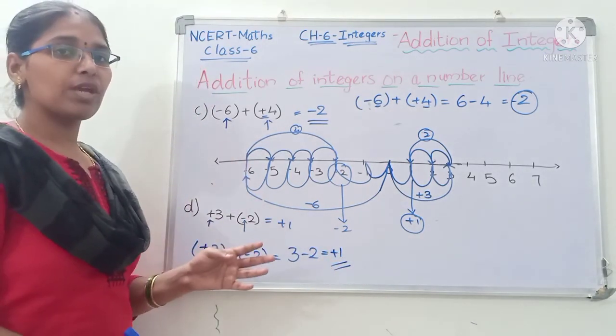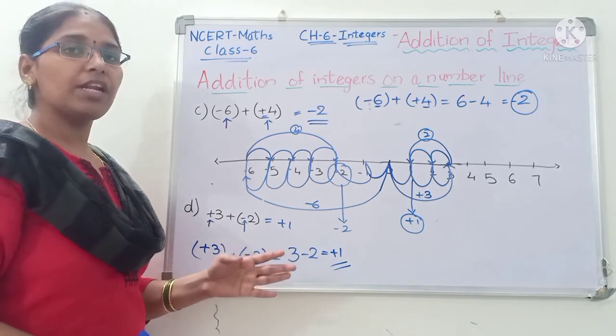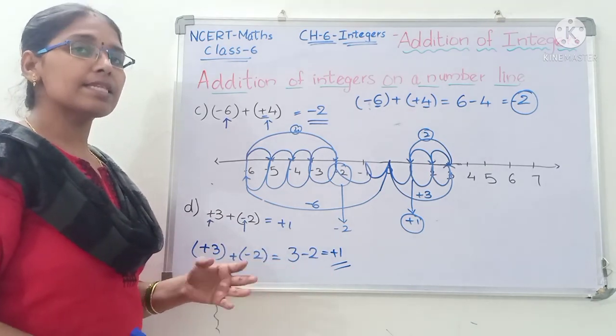So this is the way you should add integers on a number line. Let's see the exercise in the next.